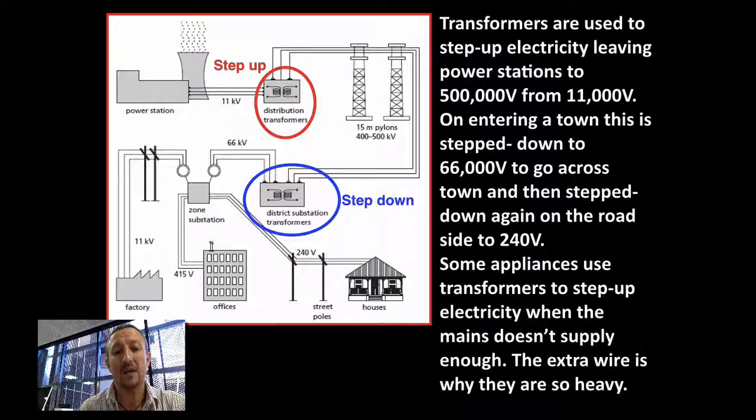Now, obviously, as we go from one place to the next, and before we get to our homes, it will be stepped down again and again until we get to 240 volts for our houses. And you'll see these transformers around the streets, close to your house, stepping down the voltage before it gets into the house. Offices and factories work on a higher voltage, and they will have their own transformers in those buildings, which will make the output coming out of your mains a lot lower.